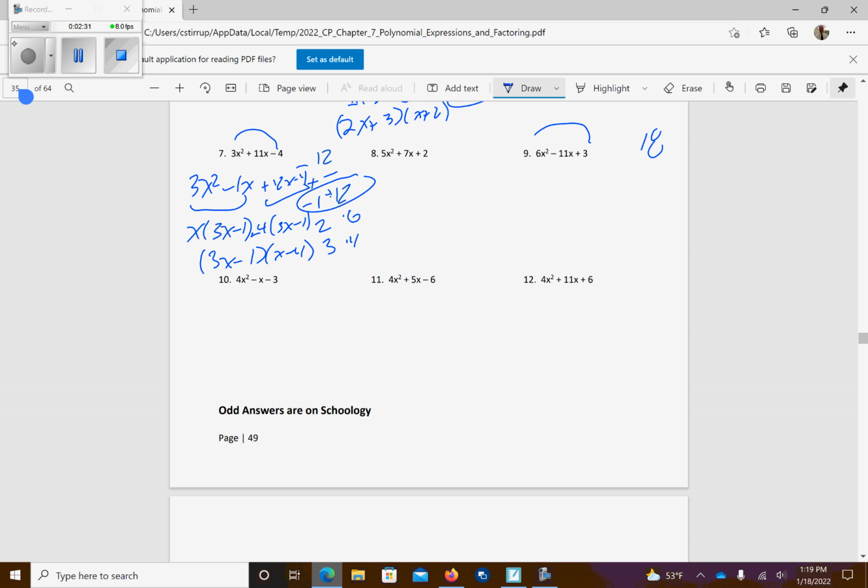Okay, next one, we're going to multiply those together. I get 18. Being that's positive with a negative middle, that means both are going to be negative. So the factors of 18 are 1 and 18, 2 and 9, 3 and 6. Both of them have to be negative. If they're both negative, they add up to negative 11.